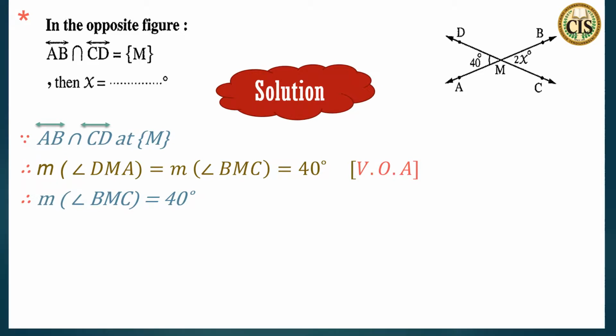Now we can replace the measure of angle BMC with 2x. So 2x equals 40. Then the value of x equals 40 degrees divided by 2, which equals 20 degrees. So the value of x equals 20 degrees.